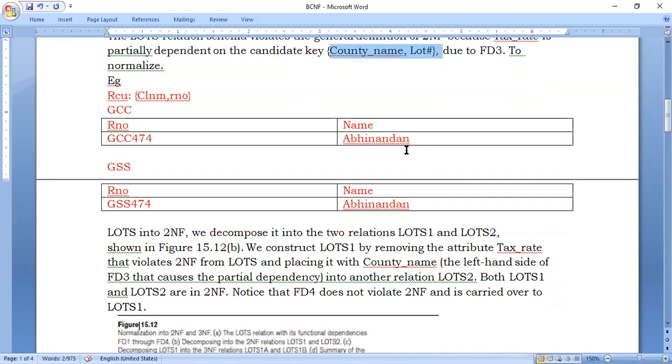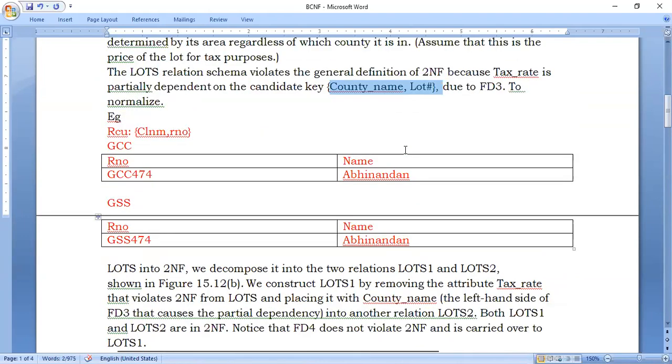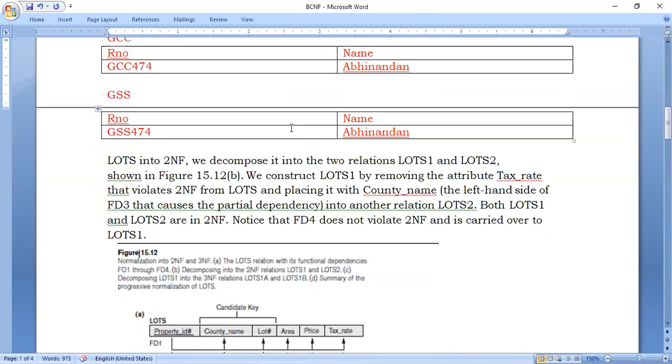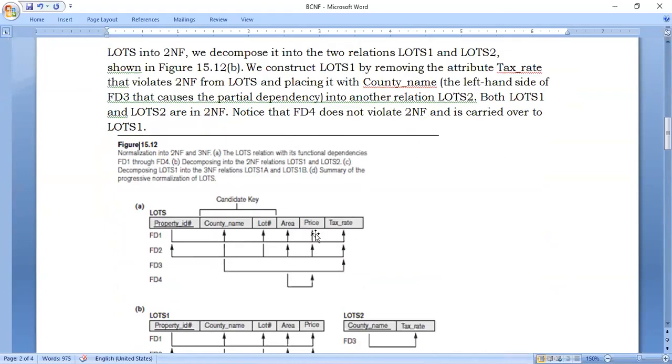Now let us see. As per the second normal form, each non-prime attribute should be fully functionally dependent on the primary key. So let us see which are the non-prime attributes. We have seen that property ID, country name and lot ID are all prime attributes because they are part of the primary key or part of a candidate key. So all three are prime attributes. Which are the non-prime attributes? The non-prime attributes are area, then price, and then tax rate. So these three are non-prime attributes.